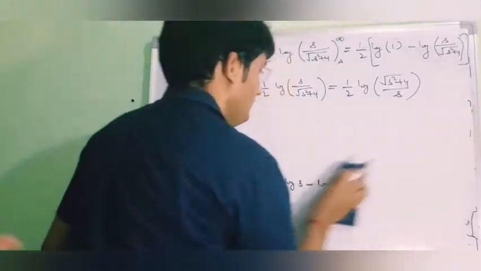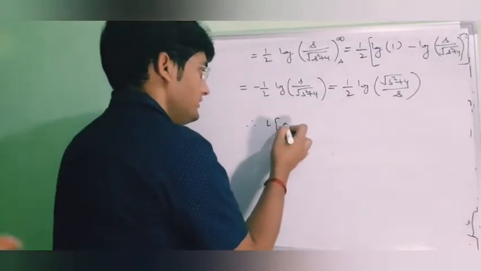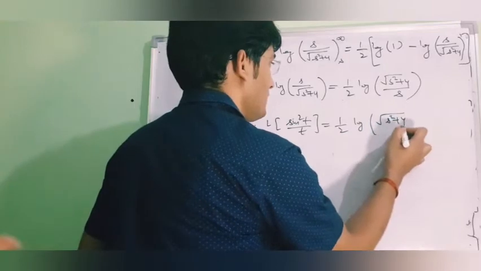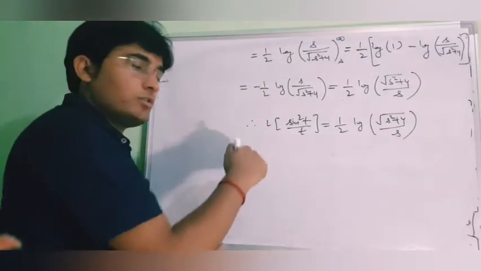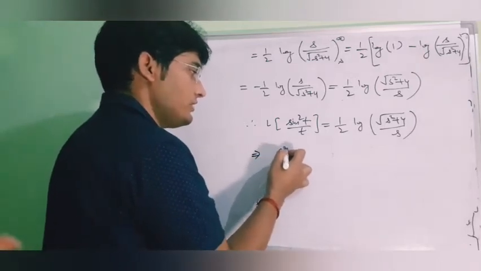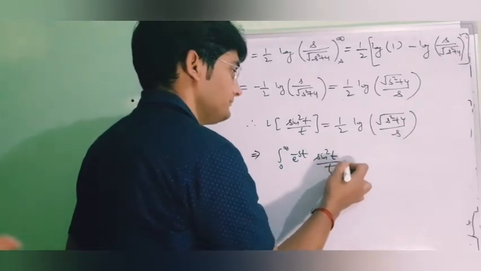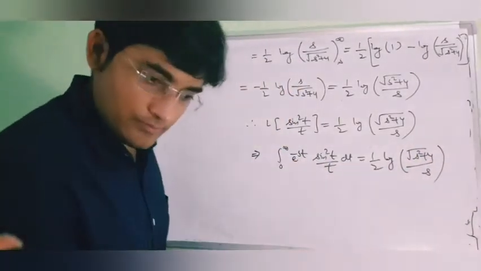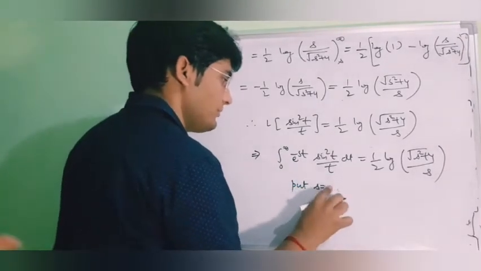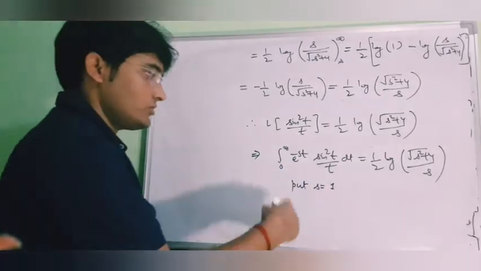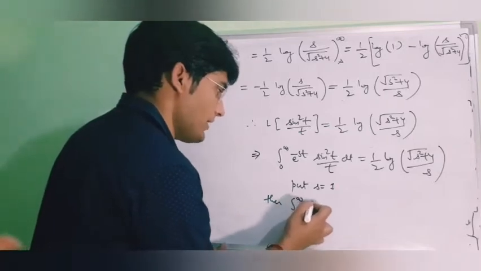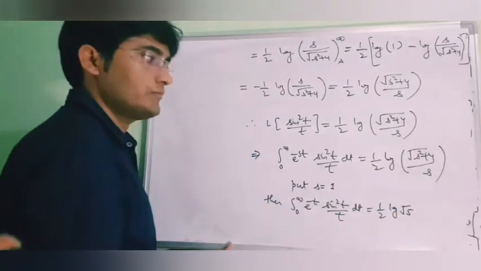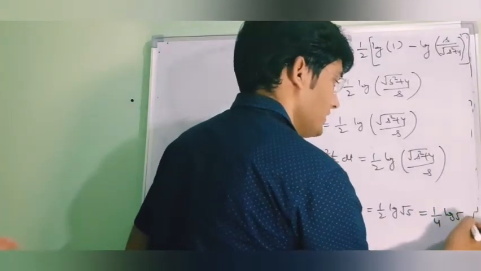So now let us open this formula: Laplace of sine square t upon t is equal to this one. Now let us apply the definition of Laplace f(t). Laplace f(t) is equal to the integral from 0 to infinity of e to the power minus st f(t) dt. Put s equal to 1, because we have to evaluate the integral from 0 to infinity of e to power minus t. So if s equal to 1, then the integral from 0 to infinity of e to power minus t sine square t upon t dt is equal to half log of square root of 5, and it can also be written as 1 by 4 log 5. So this is your answer.